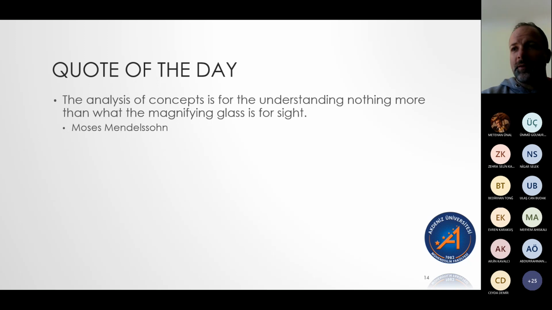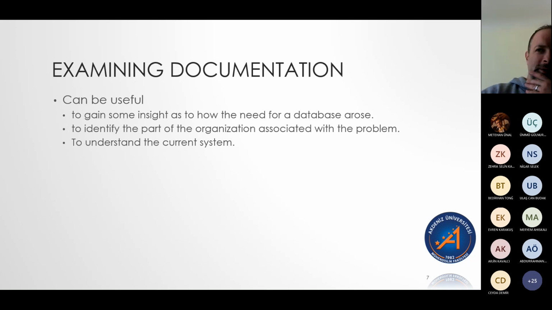All right, this one: examining documentation, like emails and user manuals and stuff like that, to understand the mission statement of the organization would be a part of this. So those are the three that we've already covered, and now we're going to have two more that we'll talk about.